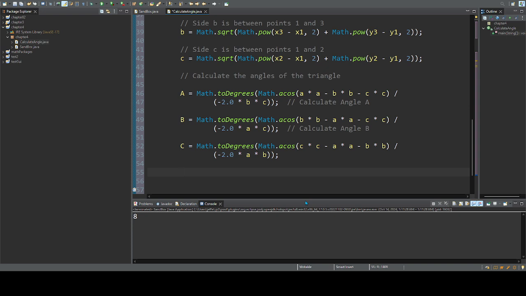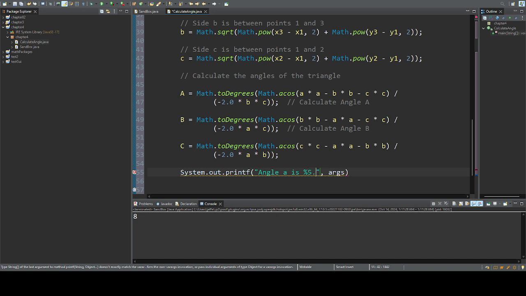Or we can use a printf. Let's use a printf. System.out.printf, and we'll say angle A is, and we'll use 2 decimal places.